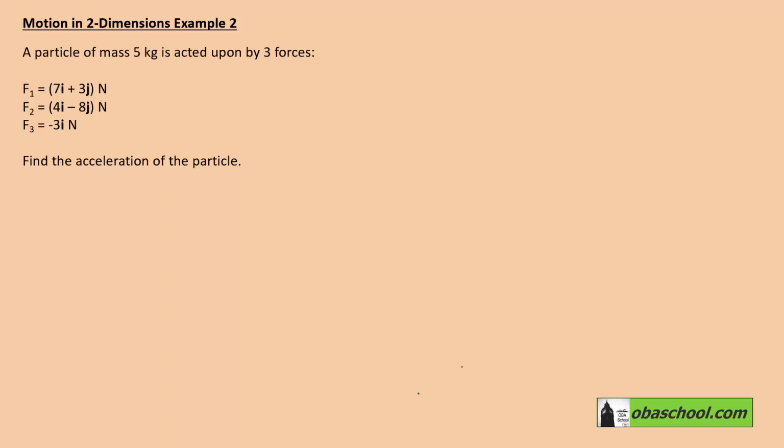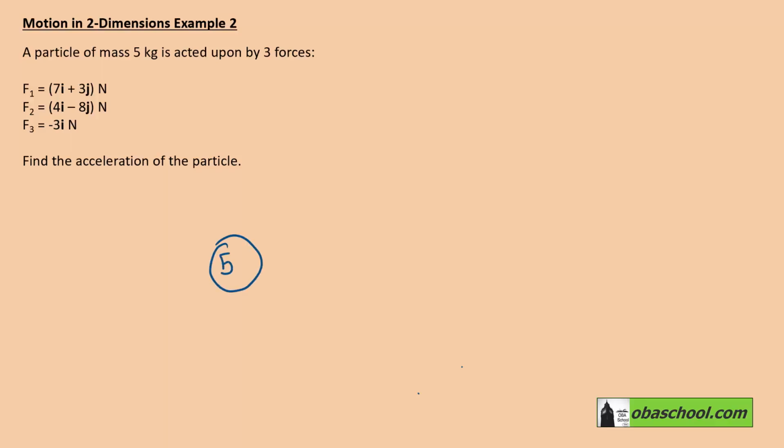A particle of mass 5 kilograms is acted upon by 3 forces. F1, which is 7i plus 3j newtons, F2, 4i minus 8j newtons, and F3, which is negative 3i newtons. Find the acceleration of the particle.